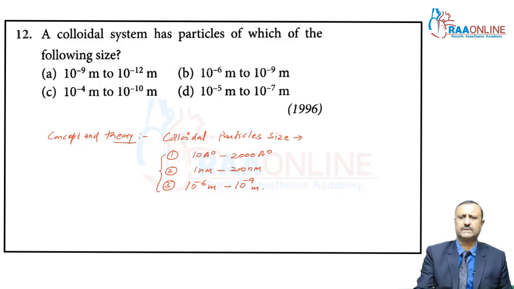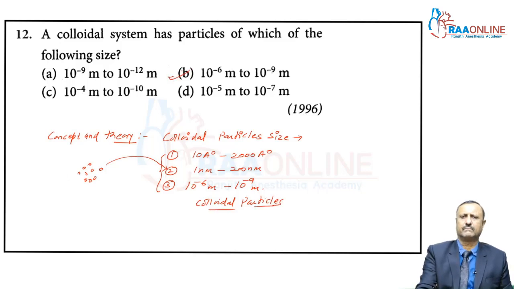So, you can see here the colloidal particle size. When any particle of a substance comes in this size, then it is called a colloidal solution or colloidal particles. This is the concept and theory. So, you go to question number 11, option B, 10 to the power minus 6 meter to 10 to the power minus 9 meter, and this question, my dear students, was also in 1996.